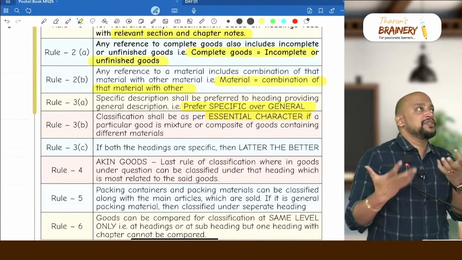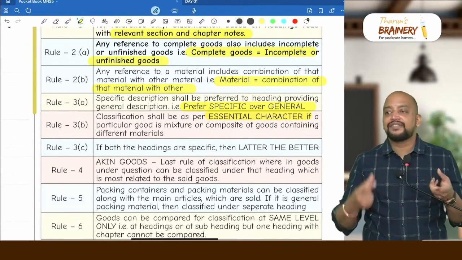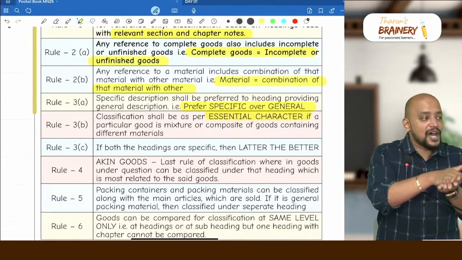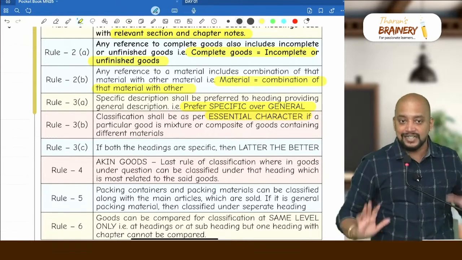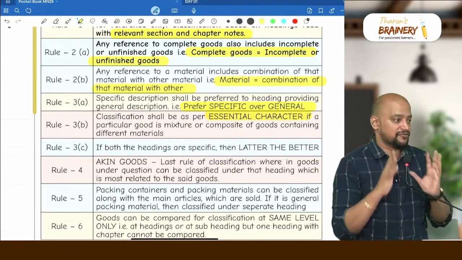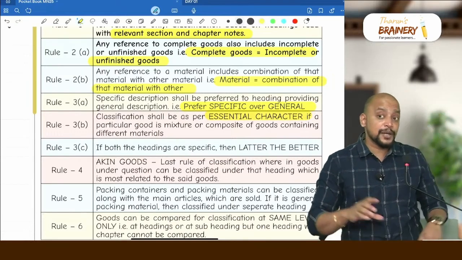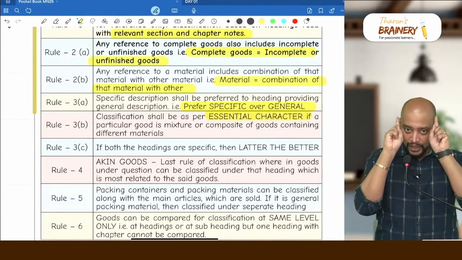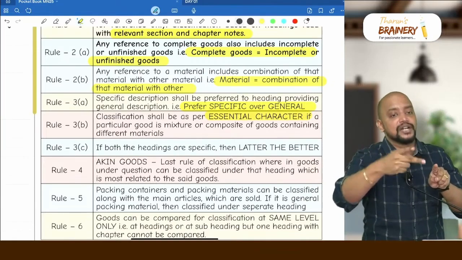For example, we are importing a smartphone. That smartphone will come with a cable, a case, and a charger, adapter, etc. But what is the essential character there? Smartphone. So we will classify it as a smartphone. It is not that we are importing multiple articles; we are importing only one article which has multiple components.